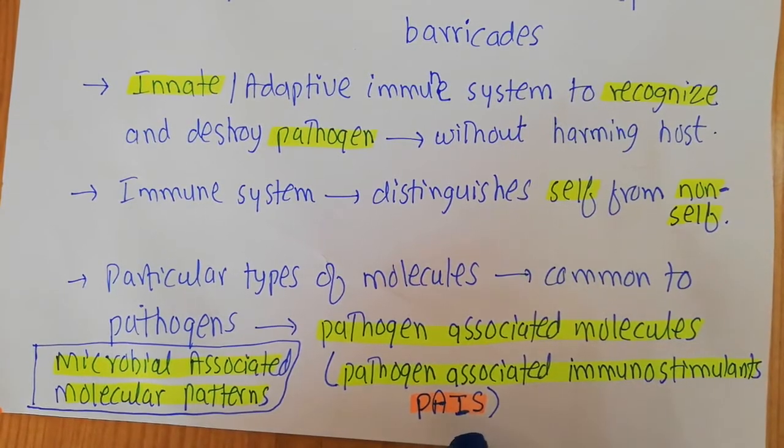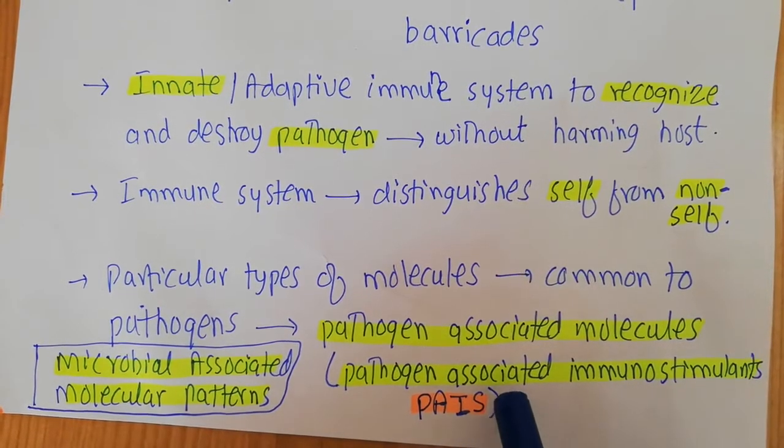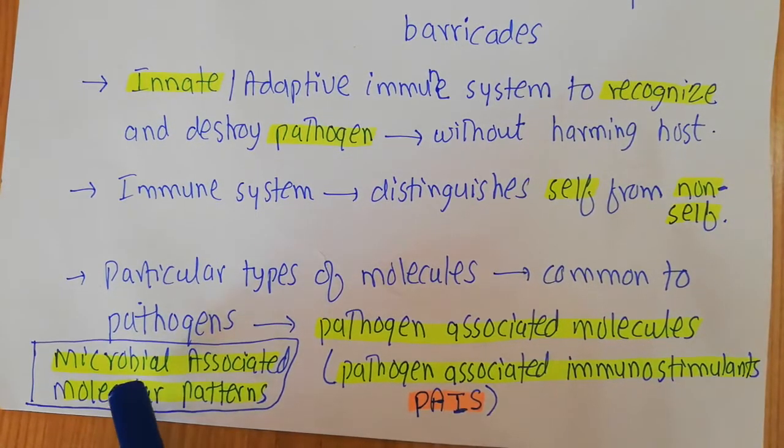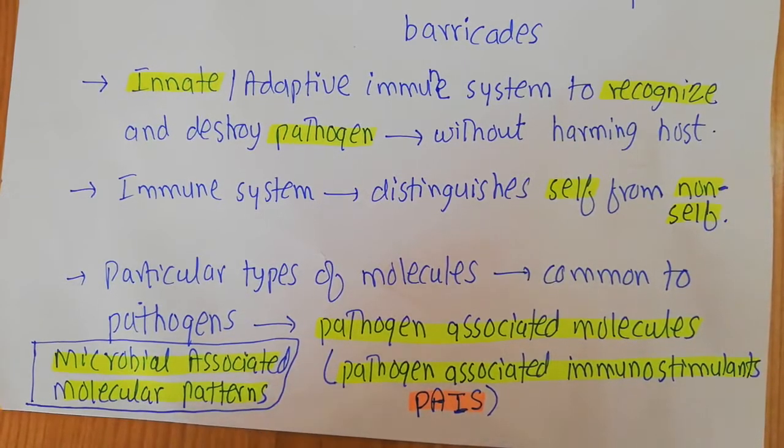Now, sometimes in the literature, you will also find that these pathogen-associated molecules, or pathogen-associated immunostimulants, are also known as microbial-associated molecular patterns. So don't get confused by these terms, because all three terms actually refer to one and the same thing: the particular molecules on the pathogens that stimulate the immune system of the host.